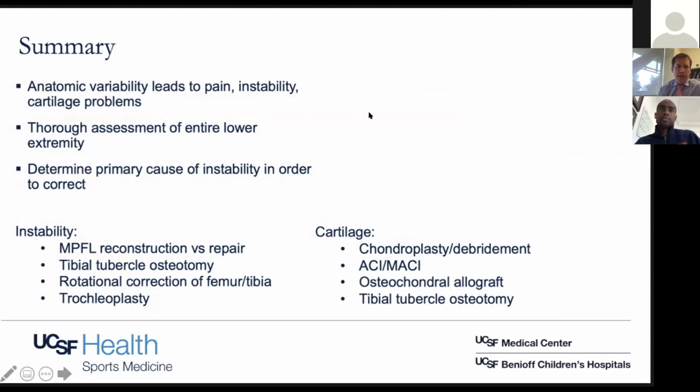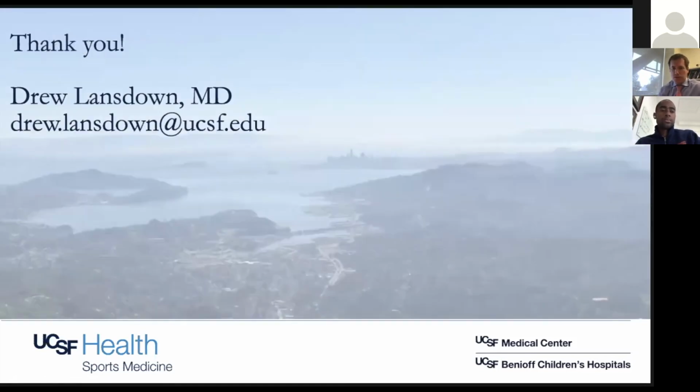And so anatomic variability can lead to pain, instability, cartilage problems. And then with the patellofemoral joint, you really want a thorough assessment of the entire lower extremity. You want to determine the primary cause to be able to correct it. And then these are our treatment options, less so on these last couple for instability, but something to keep in mind, especially in revision settings. All right.